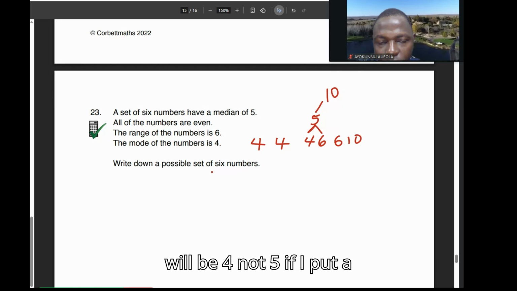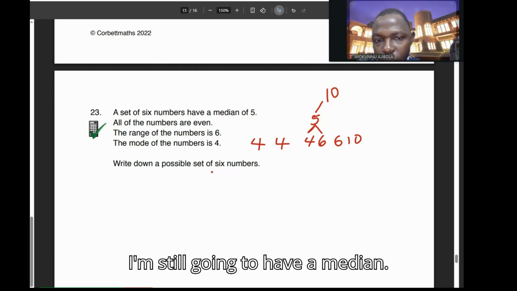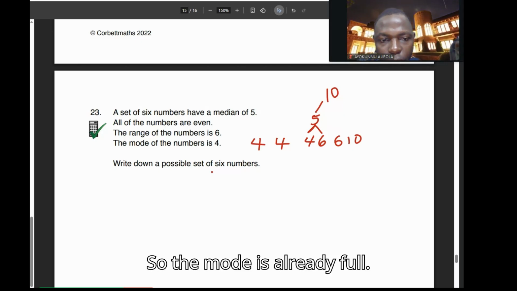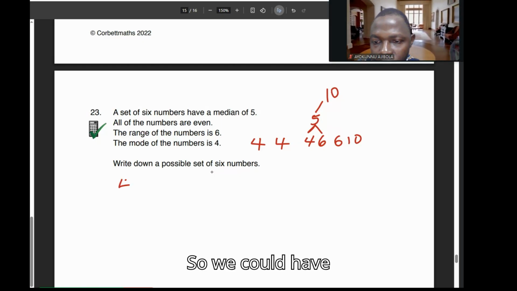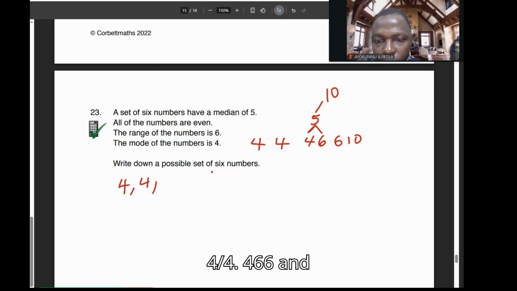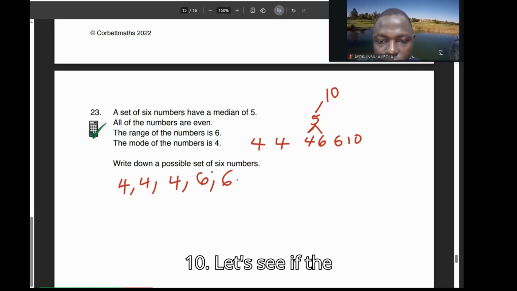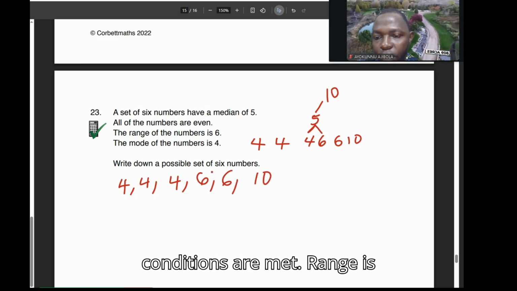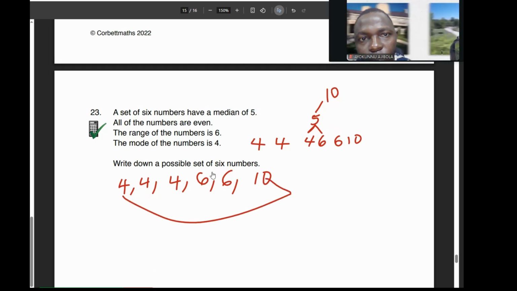If I put a 6 here, then I'm still going to have a median. So the mode is already 4. So we could have 4, 4, 4, 6, 6, and 10. Let's see if the conditions are met. Range is going to give us 6.